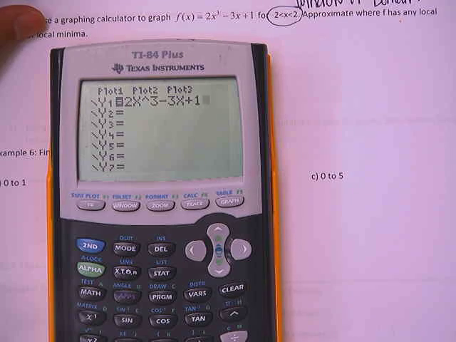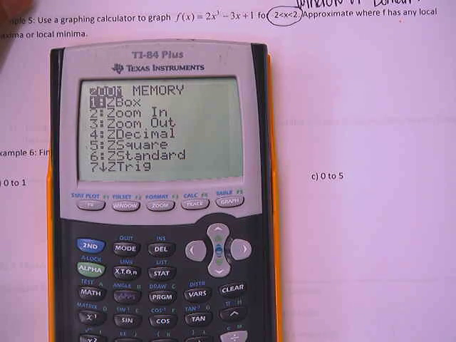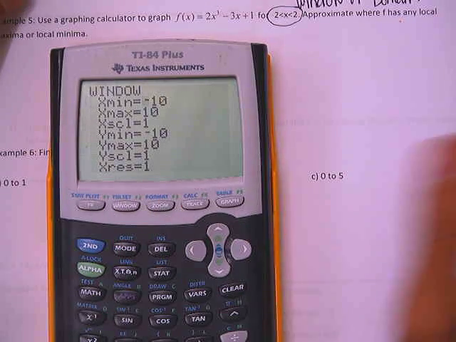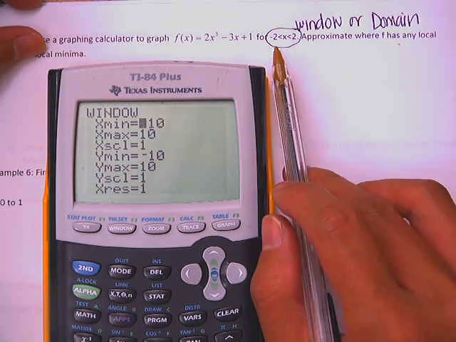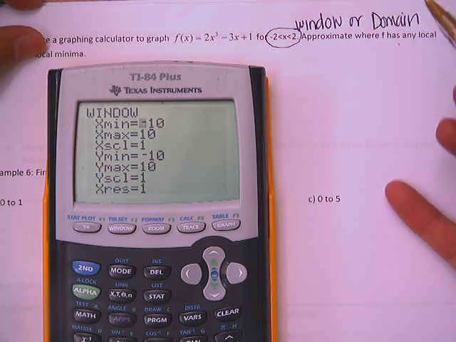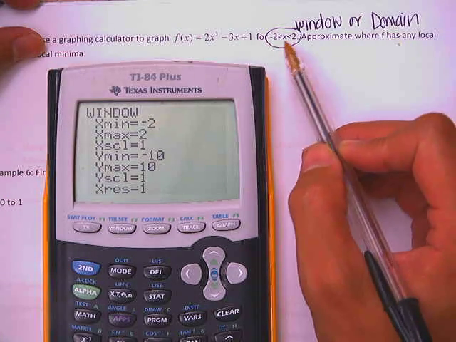So that's what I have in my y equals. Now, I don't want you to go to zoom and do the standard zoom. You have to go to window. Your x min and x max can only be what? It doesn't want everything. It doesn't want from negative 10 to 10. It just wants from negative 2 to 2. So did I tell you how important this is?